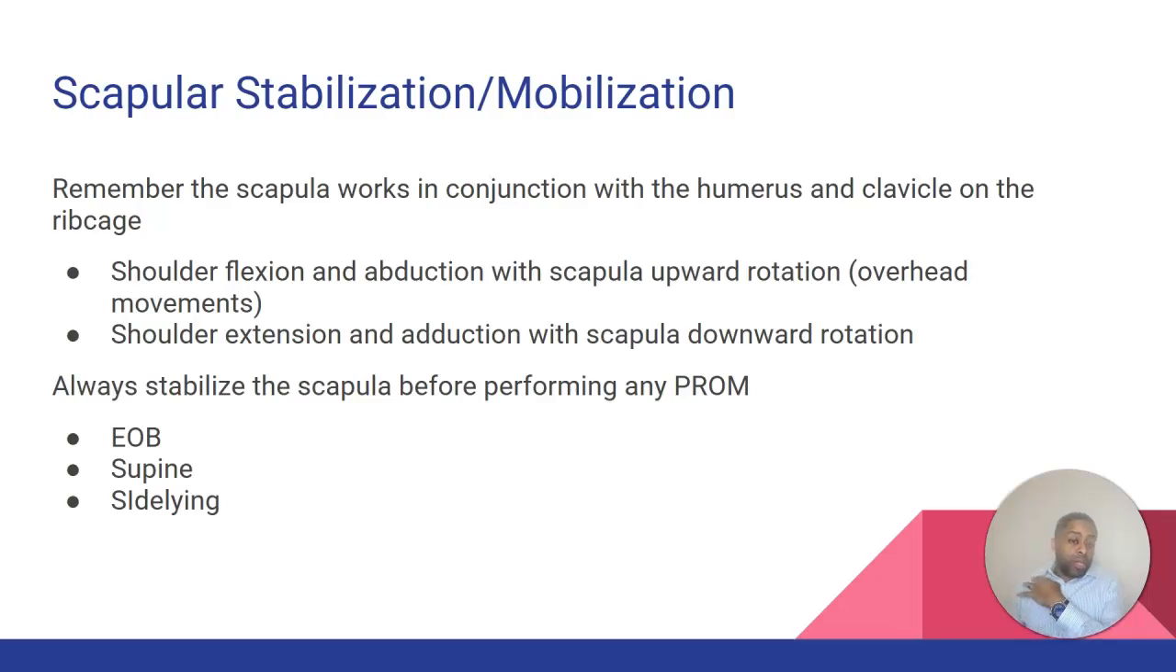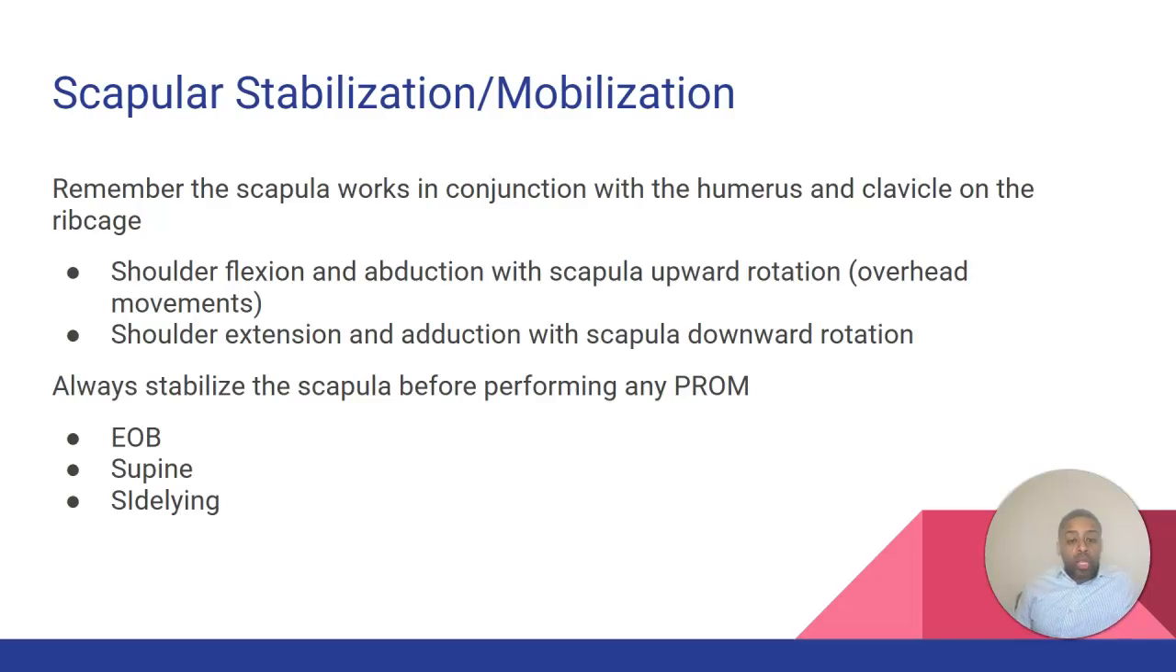The scapula is also connected to the collarbone, the clavicle, and the clavicle is connected to the rib cage. So it's really a system of structures that are connected to each other. And so a disruption in one part of it can essentially affect the movement in the other part.